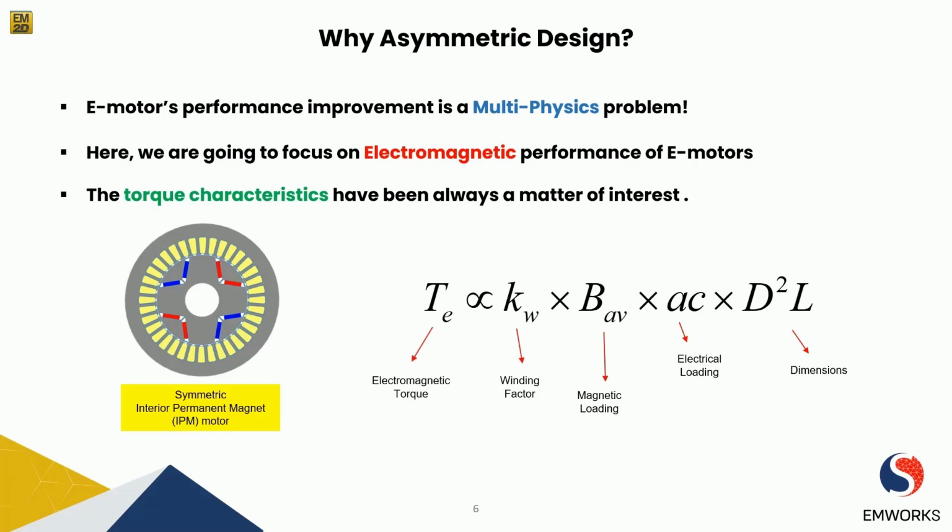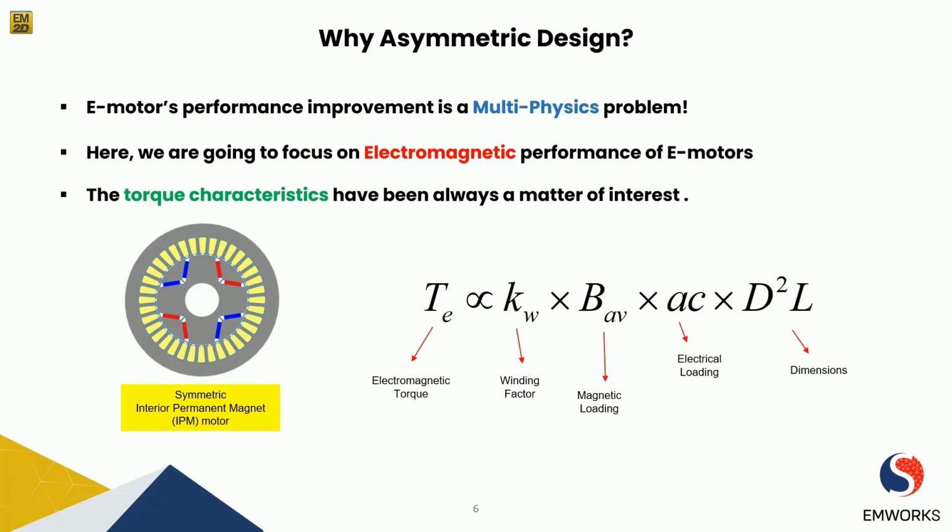When they want to reduce the volume of the machine, they want to increase the torque density, and as a result power density. Also they want to minimize the ripple rate. But in general, before analyzing the motor and when we want to design a machine, there is a very popular and famous formula that helps the design engineer to initiate the design process. And as you can see here, electromagnetic torque is a direct function of winding factor, magnetic loading, electrical loading, and the dimensions of the machine.